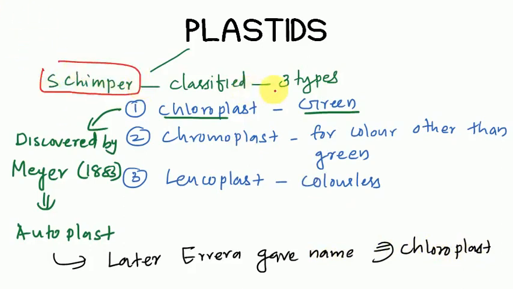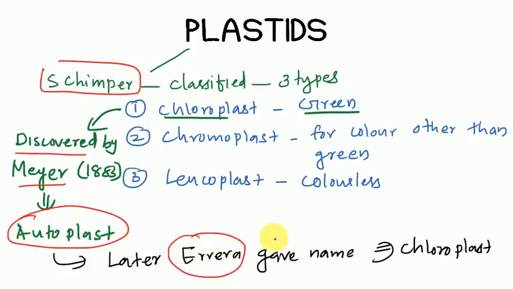So Schimper classified these plastids into three types. The first one is chloroplast. It was discovered by Mayer in 1883, who called it autoplast. Later, Herrera gave the name chloroplast. Chloroplast is the green colored plastid, whereas chromoplast is for colors other than green, and leucoplast is for colorless plastids.